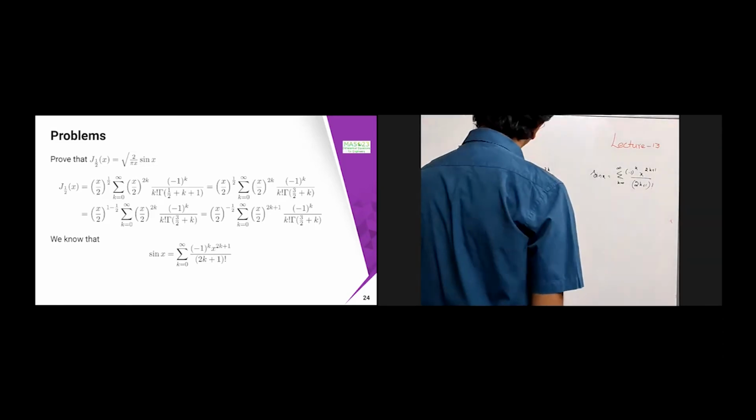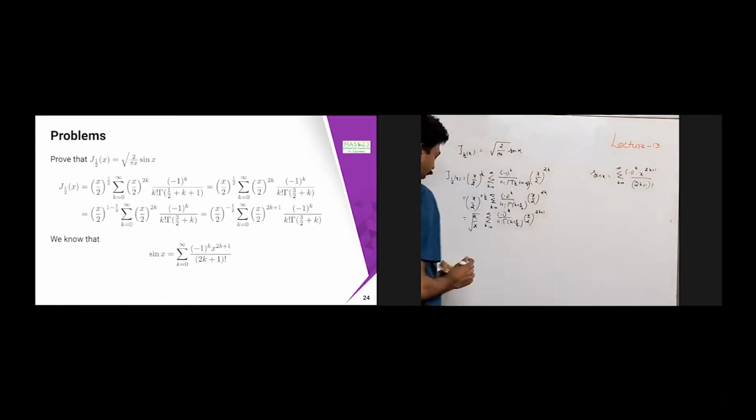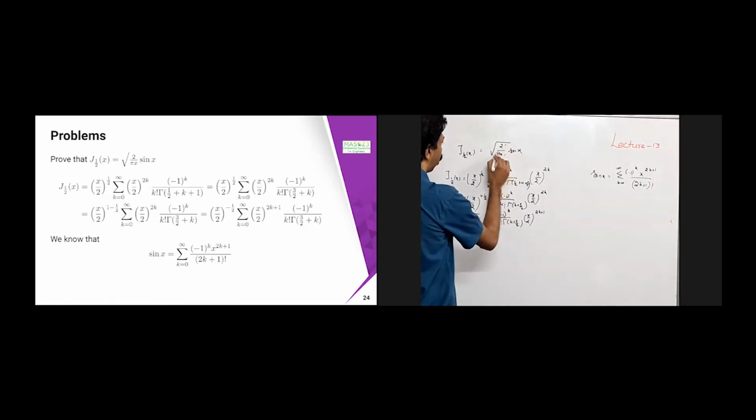Okay, what we got? We got 2 by x here. Almost I am going to get that. So I have 2 by x here, 2 is here, 2 by x is here. I have only one term, root pi, remaining. Okay, and I have sin x.